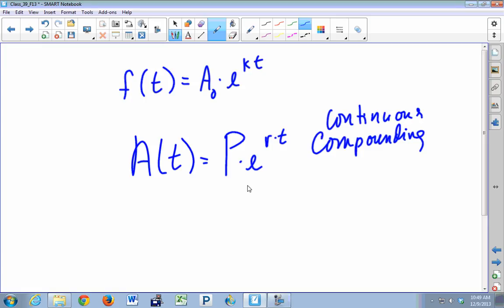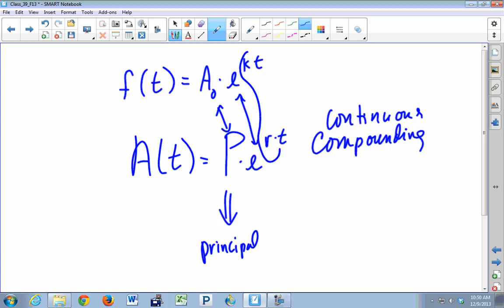Right? And notice the only difference is we call the initial amount the principal. That's the amount that you're looking at the growth of. How much will, say, $1,000 grow with continuous compounding, which is what most banks do, after a certain number of years, with a particular interest rate. So notice P and A sub naught are the same. Your e's are the same. So your k and your r is the rate of growth in this particular case for money.